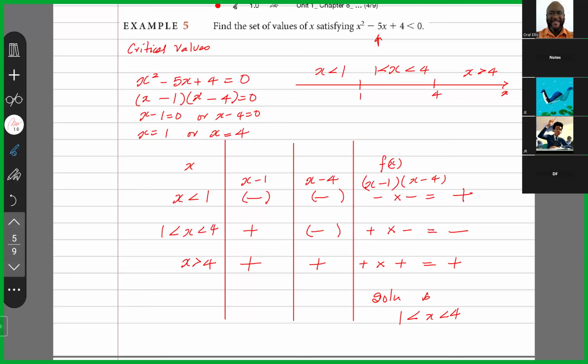x minus 1 multiplied by x minus 4 is negative, or less than 0. And x minus 4 multiplied by x minus 1 is the same as saying x squared minus 5x plus 4. Those are the values of x. x is less than 4 but greater than 1 are the values of x for which x squared minus 5x plus 4 is less than 0.